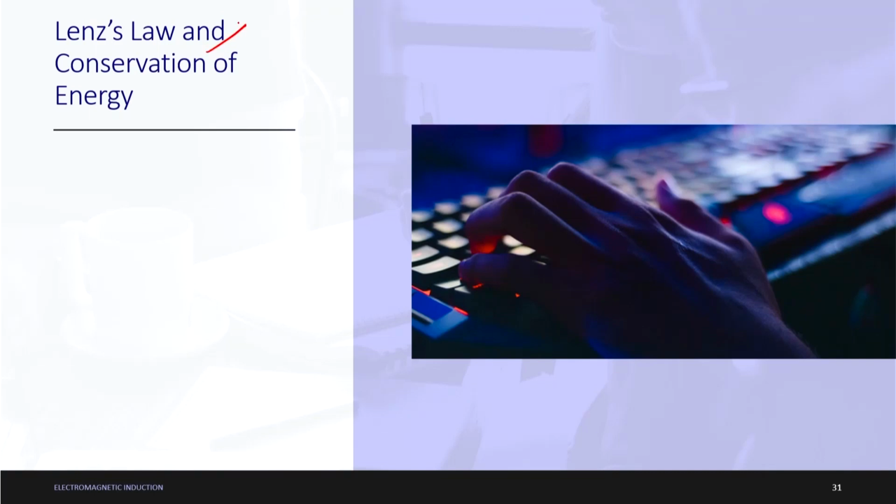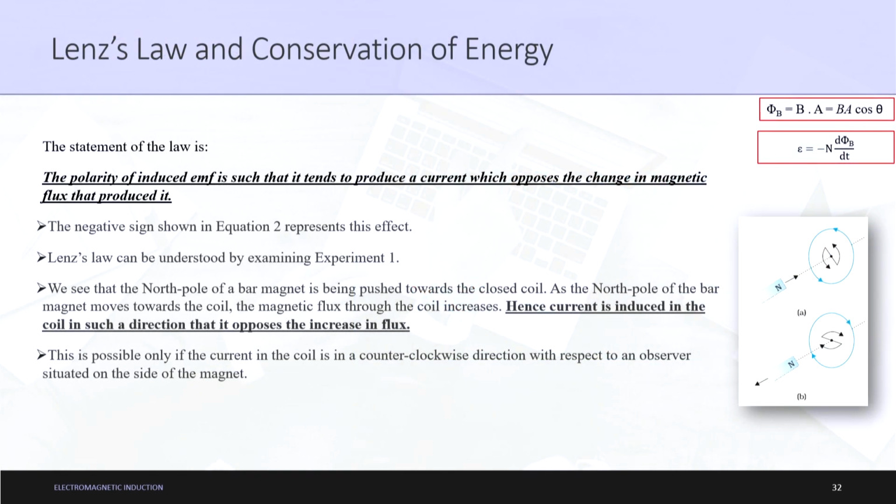We all know that energy is always conserved; energy can't be created, can't be destroyed. That means some form of energy is being converted to this electrical energy. To understand this concept more, Lenz and other scientists worked upon this area, and hence a law was created and the conservation of energy is being talked about. So let me go to Lenz law and conservation of energy.